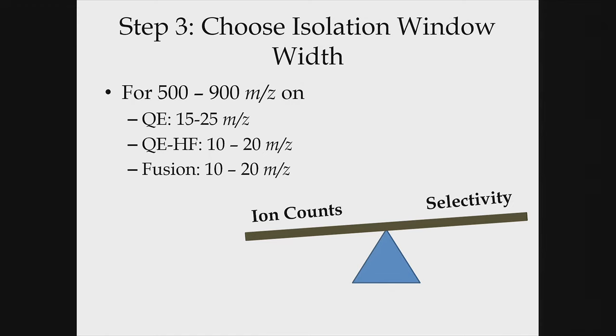And where I get these ideas for the recommendation is that you have this trade-off of selectivity versus ion counts, and I'll get into that later on. Basically, the take-home is if you want to use a smaller isolation window width, you need to be able to fill the Orbitrap really fast. And some of the newer instrumentation is better at that, like the Lumos in particular, than some of the older instrumentation.